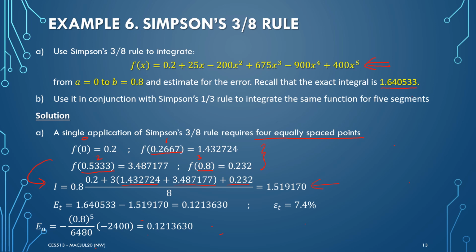And then we will obtain the true error by subtracting the approximate integration from the actual value of the integration. So you will get 0.1213630 and the relative true error of 7.4%. And then the estimated error or the truncation error is here, 0.8 to the power of 5 divided by 6480 minus with negative 2400.